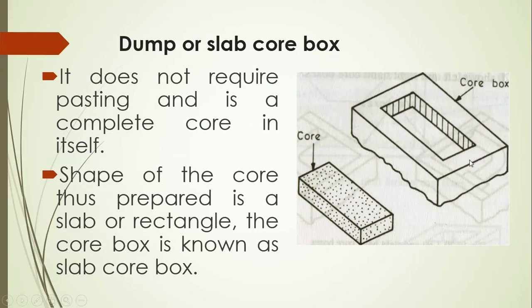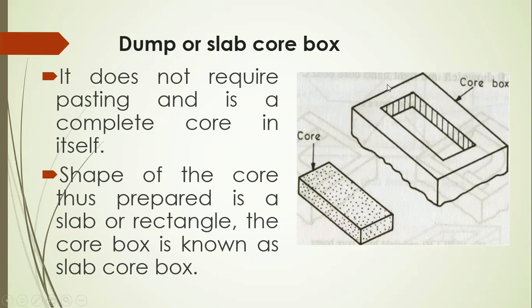Next one is dome or slab core box. Complete core is made at a single time. Complete core is made and the structure is like a rectangular box. Core made by this core box has a structure like a rectangular box. That's why it is called a slab core box.